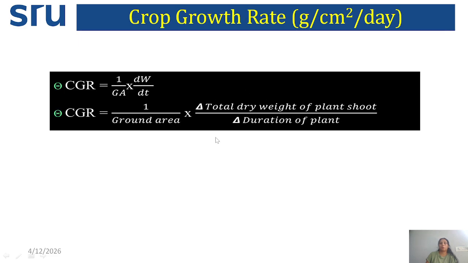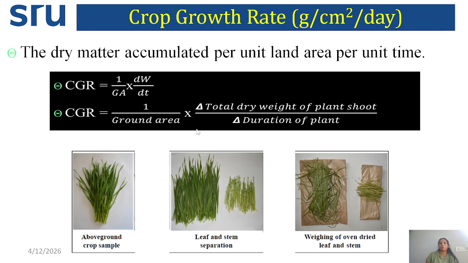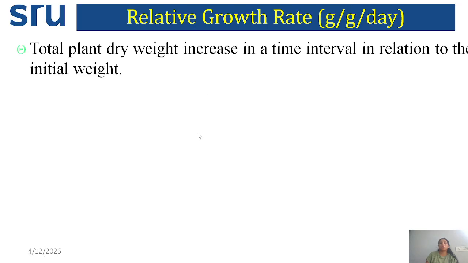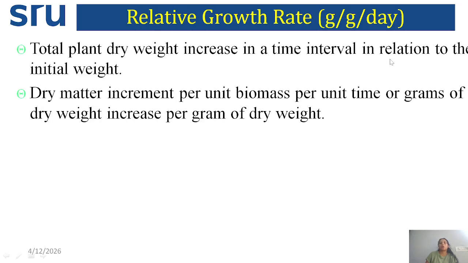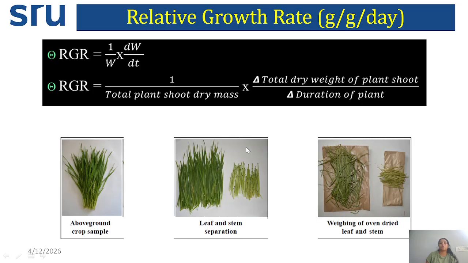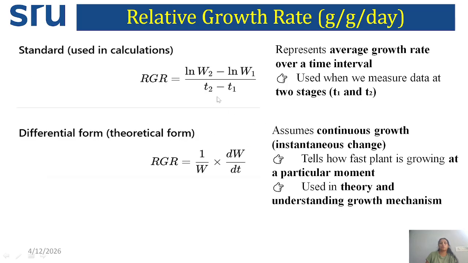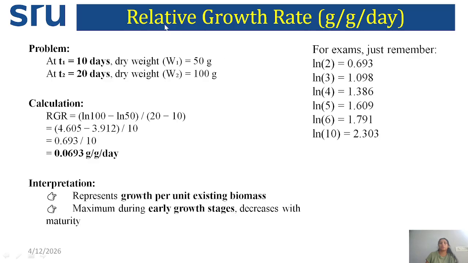Next one is crop growth rate. For crop growth rate, we use ground area to measure. Relative growth rate means how much weight changes over existing biomass. That one you can calculate using relative growth rate. We have two types. One is the theoretical formula, 1/W dW/dt, and the standard formula is (ln W2 minus ln W1)/(T2 minus T1). To identify the relative growth, please remember ln2, ln3, ln5 and ln10. I already mentioned these. If you know these values, the remaining values you can identify.